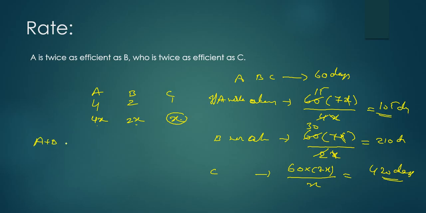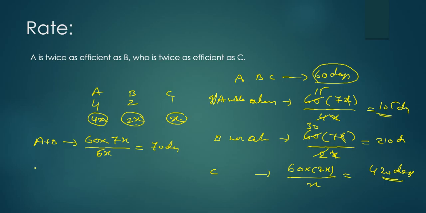A and B work together. What is the total work? Because all 3 together take how many days? 60 days. So 60. All 3 together are doing how many units per day? 7X per day. This is the total work divided by A and B working together. A is doing 4X units per day. B is doing 2X units per day. So together they will do 6X units per day. Simply on simplifying, you get 70 days.